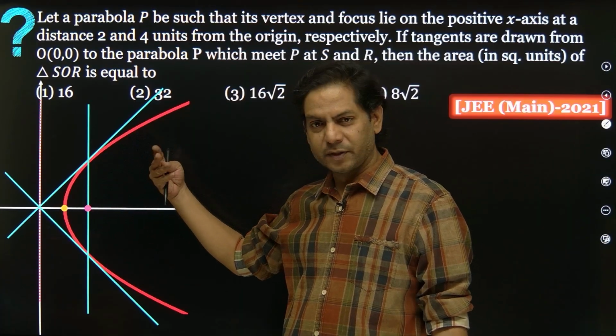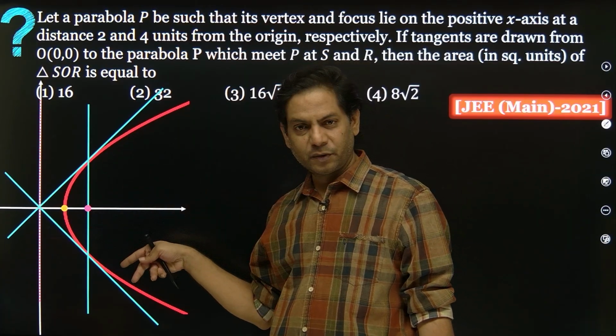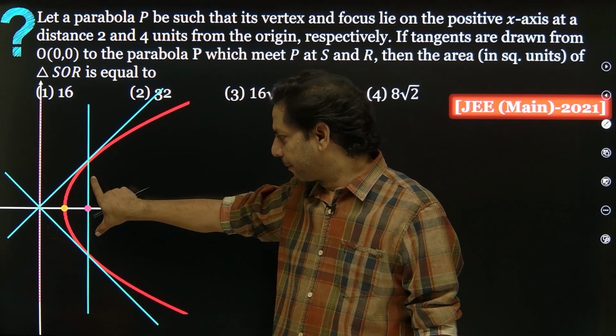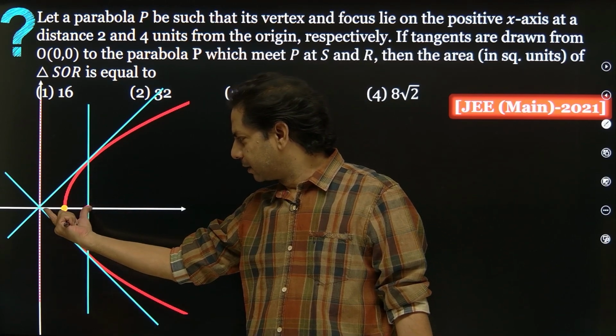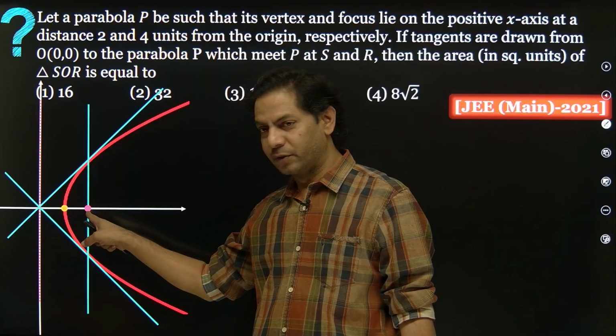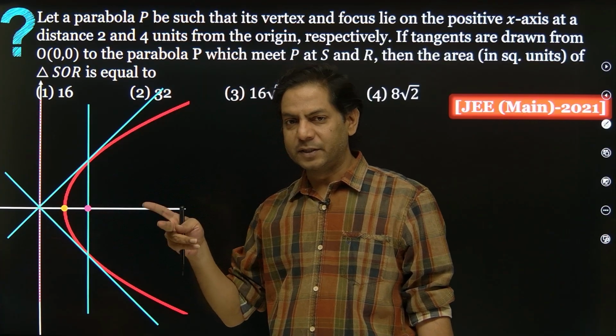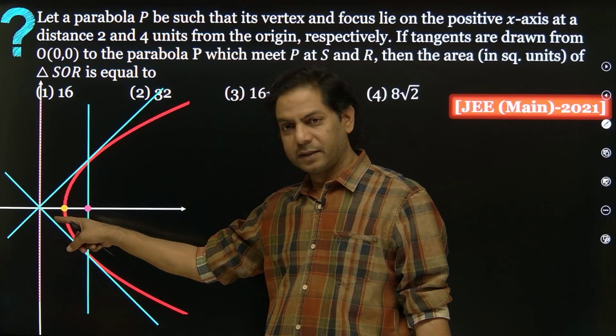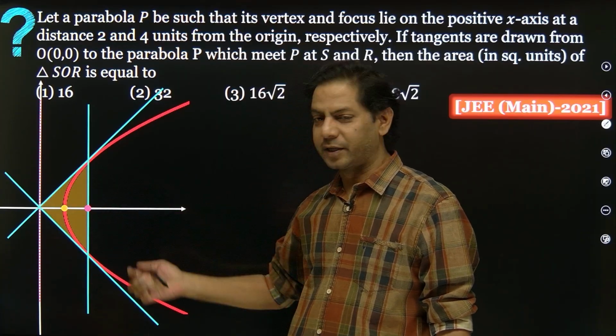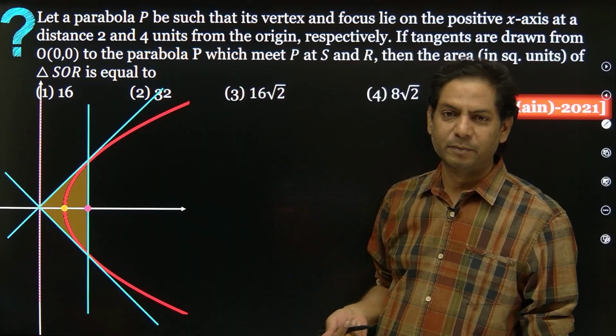So in terms of general terminology, if this is y square is equal to 4ax type, then this length is 4a, and this length, this is directrix and this is focus, that is equal to 2a. 4a multiplied by 2a, that is 8a square, base into height, that is going to be the area of this triangle, which we are expected to find in the problem.